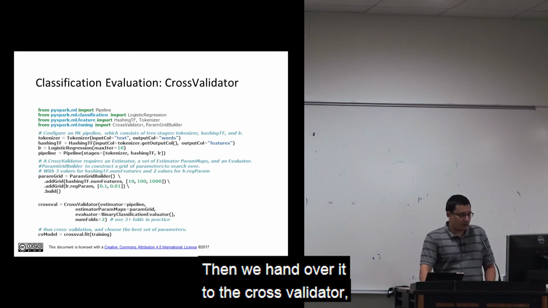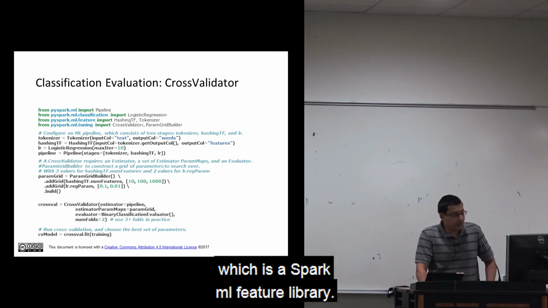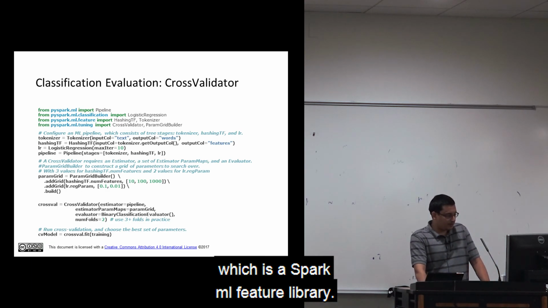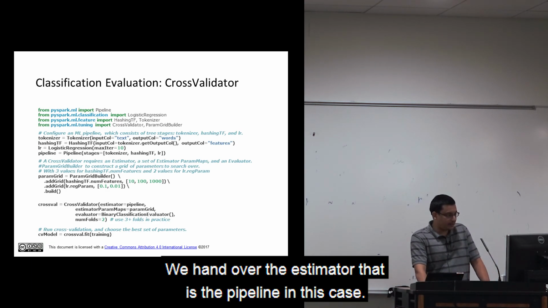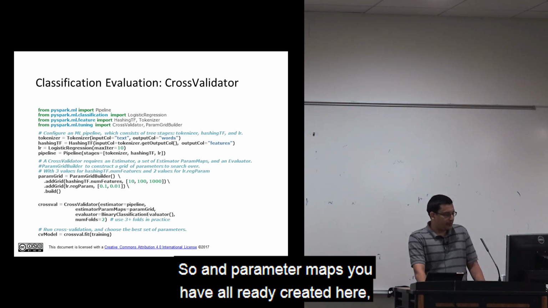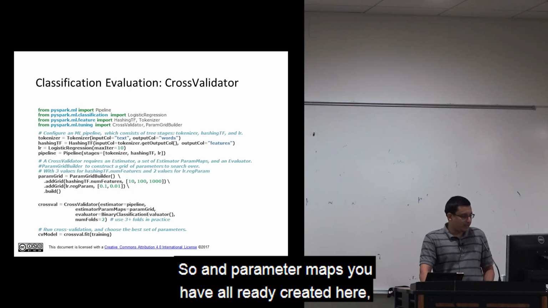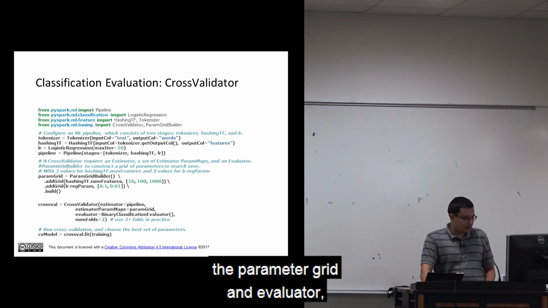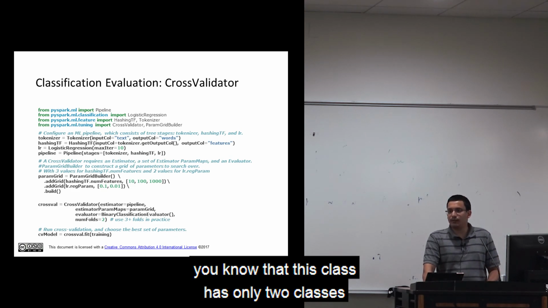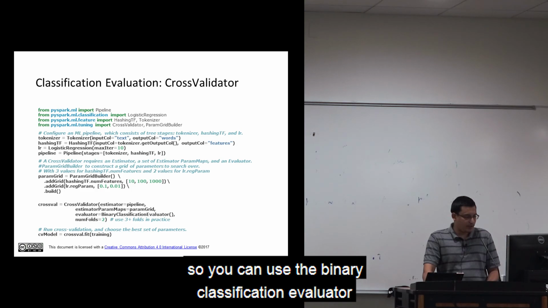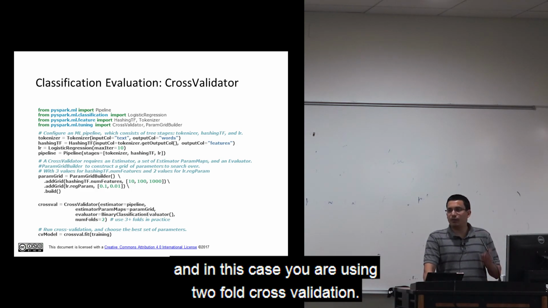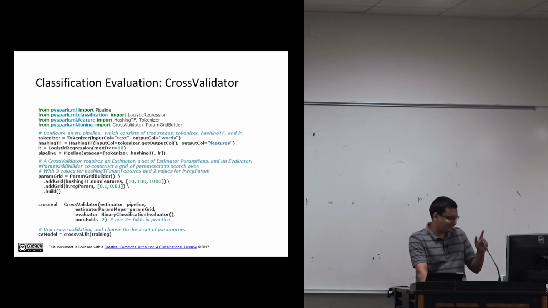Then we hand it over to the cross validator, which is a Spark ML feature library. We hand over the estimator, that is the pipeline in this case, and the estimator parameter maps you have already created, the parameter grid, and the evaluator. You know that this problem has only 2 classes, so you can use the binary classification evaluator, and in this case you are using two-fold cross validation.